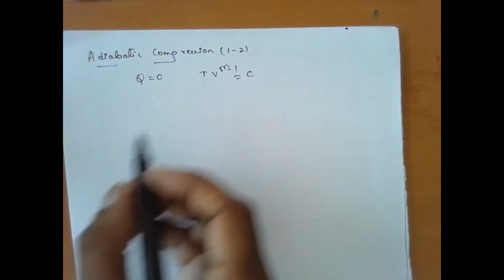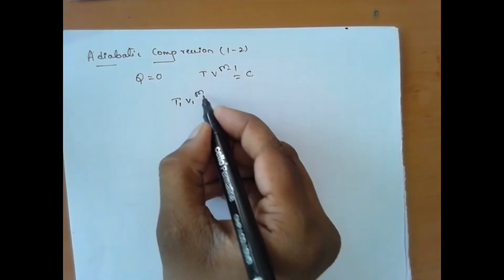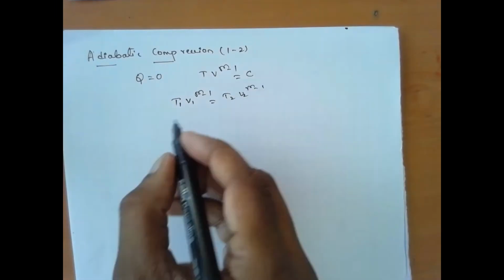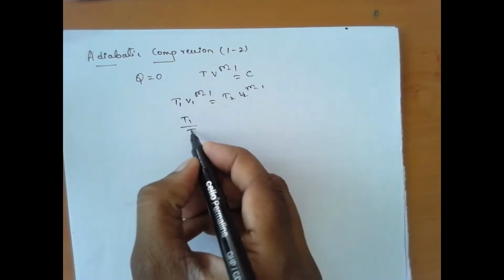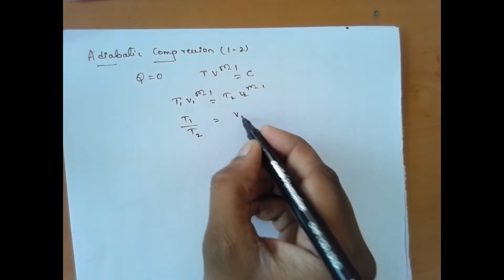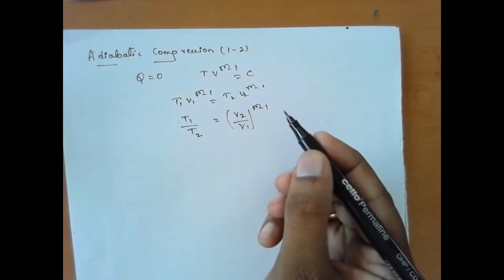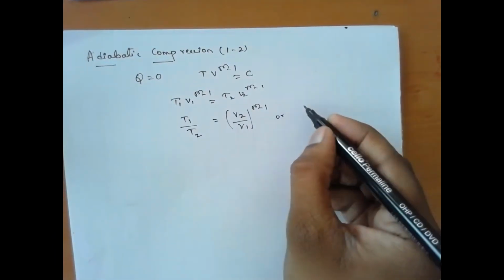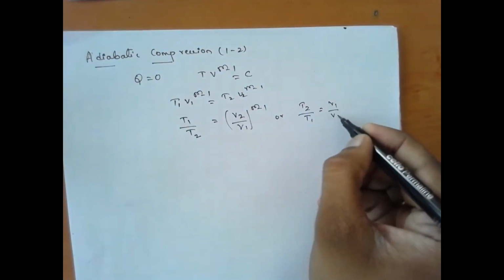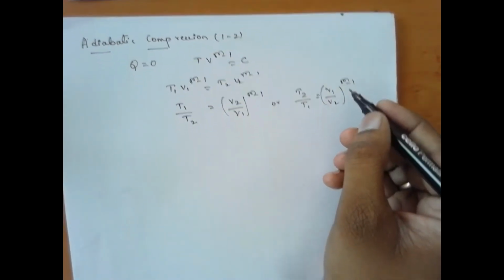If you write for 1 to 2, you'll get T1 V1^(gamma-1) is equal to T2 V2^(gamma-1). So T1 by T2 is equal to V2 by V1 to the power gamma minus 1. Or you can rewrite this as T2 by T1 is equal to V1 by V2 to the power gamma minus 1. So this is process 1 to 2.